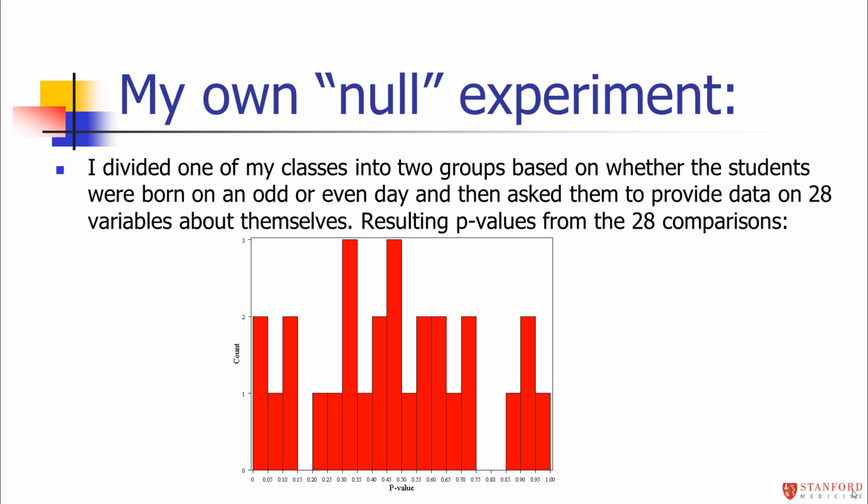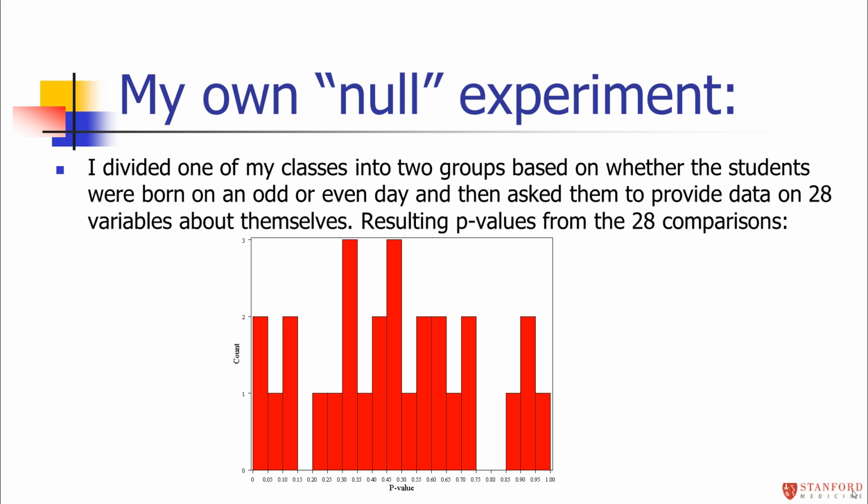I want to make sure that I'm going to get a false positive. So by doing 28, that's a lot more than 20, I'm kind of guaranteeing myself a false positive. So what I then do is I take the results from all of those variables, I compare people born on an odd day or an even day with the correct statistical test, and then I record the p-value from all 28 comparisons, all 28 tests.